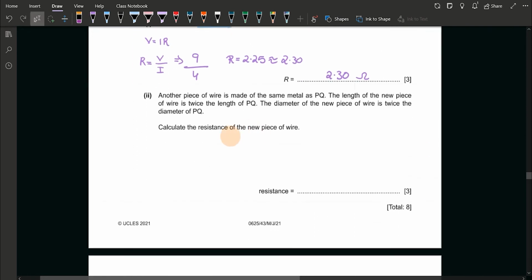Part 2 says another piece of wire is made of the same metal as PQ. The length of the new piece of wire is twice the length of PQ. Okay, so the length we know is twice.